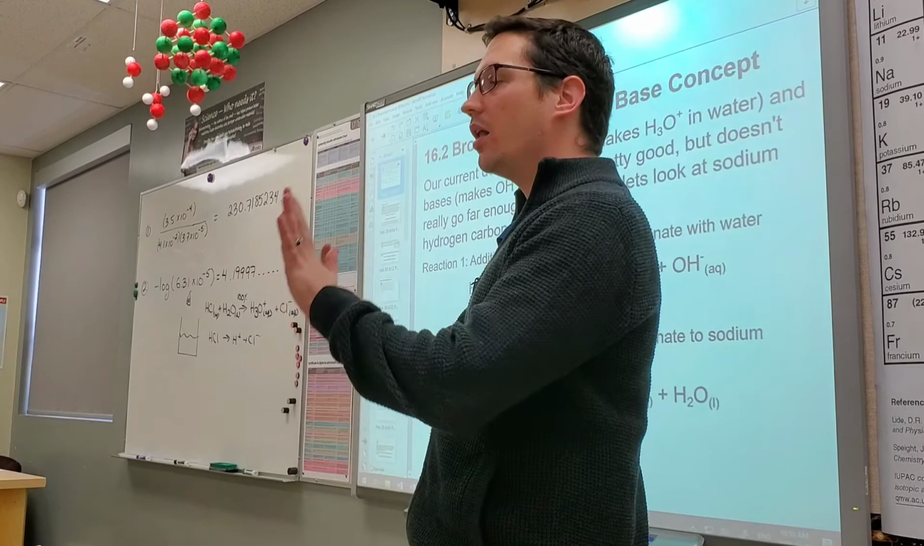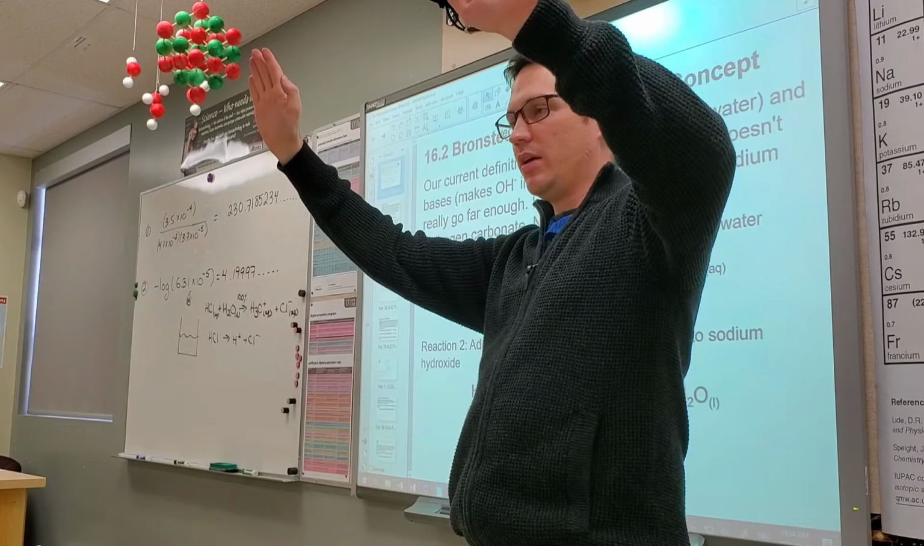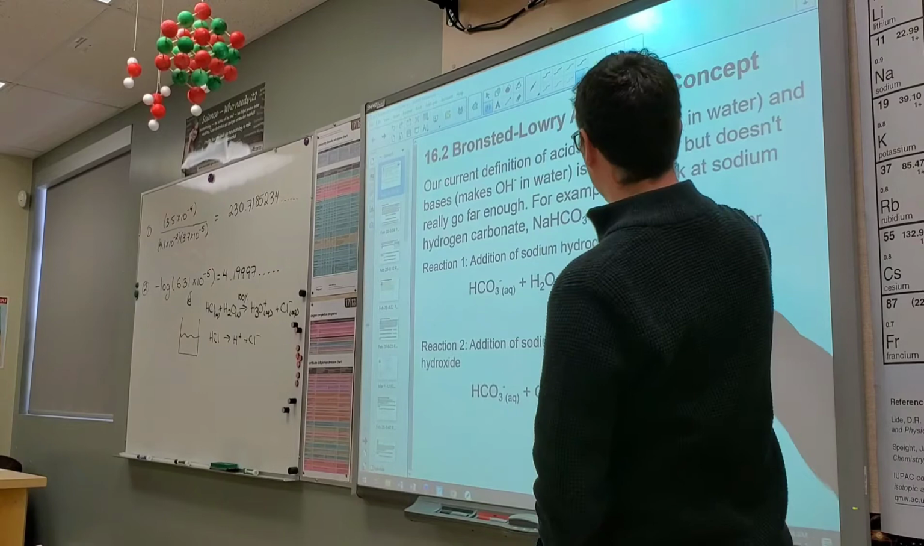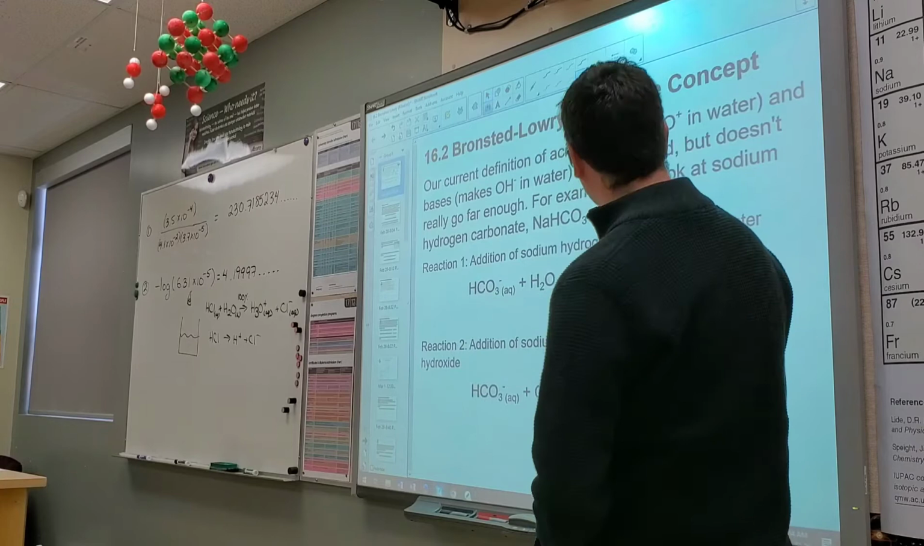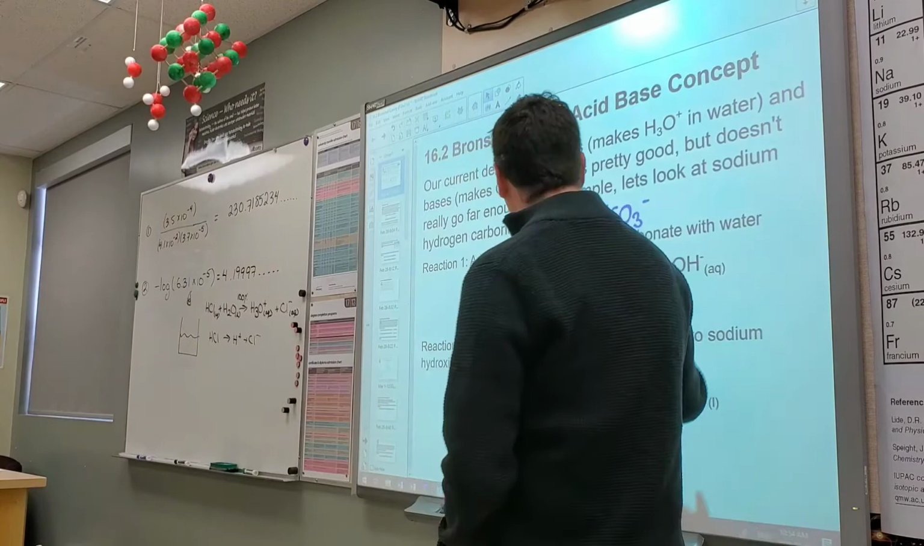All ionic compounds split up in water at least a little bit. When I put sodium hydrogen carbonate in water, it splits up into sodium ions and hydrogen carbonate ions. So you really need to think about this as two separate entities in water. You've got sodium ions floating around in water, and then you've got the hydrogen carbonate ions also floating around in water, totally independent of each other. Are we okay with that? So one of these can act as an acid and one of these can act as a base.